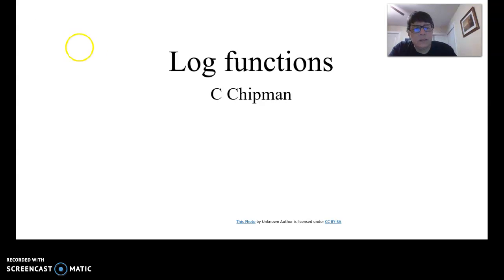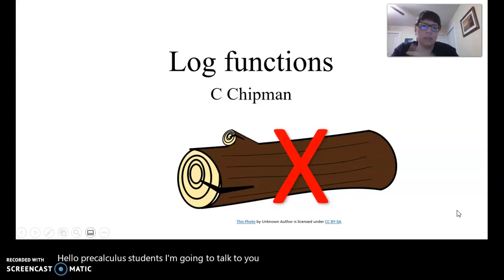Hello, pre-calculus students. I'm going to talk to you about log functions, and not the kind where you end up chopping wood.